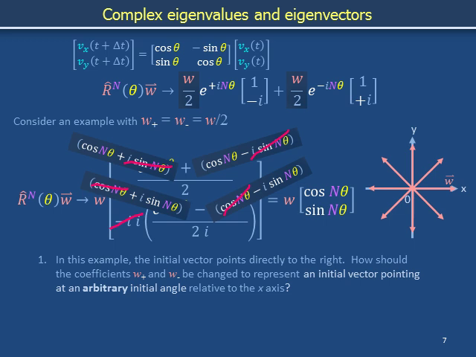How should the coefficients w plus and w minus be modified to represent an initial vector pointing at an arbitrary initial angle relative to the x-axis? Can you plot the eigenvectors with components 1 and plus or minus i on the xy plane? Why not? Please pause the video to consider these questions.